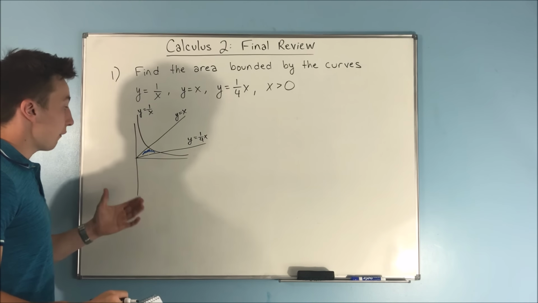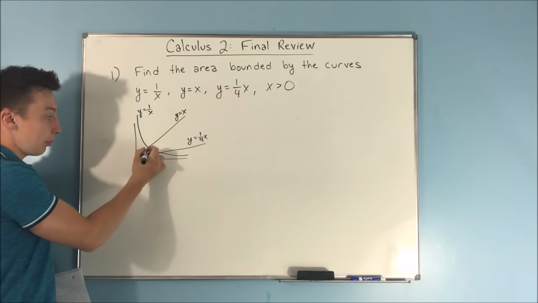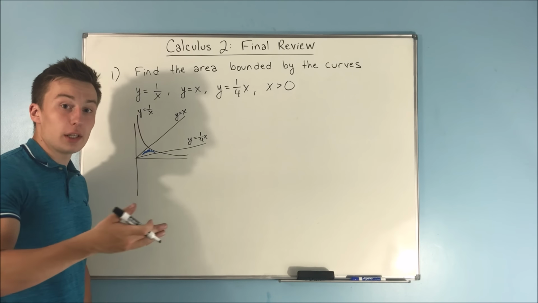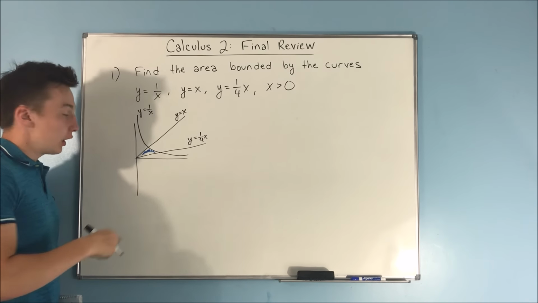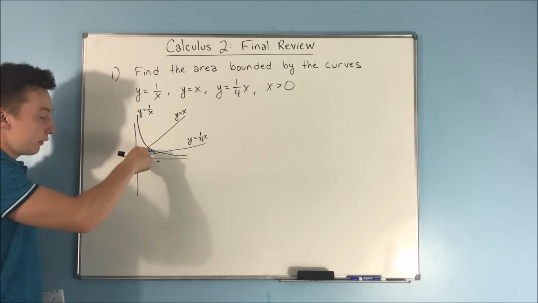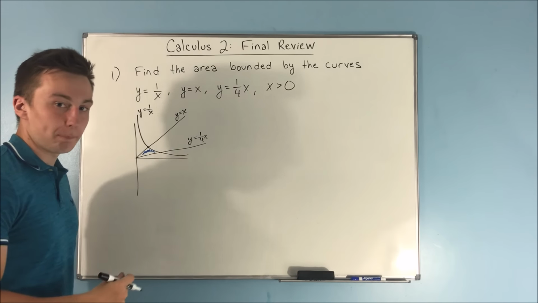So now we need to figure out how we're going to actually find the area. And of course, we're going to have to integrate. Now, what you'll notice is that we have two separate top functions. When we integrate between two curves, we have a top function and a bottom function. But here, we have two separate top functions. We have x at first, and then we have 1 over x. That's going to happen at that intersection point right there. That's where it switches over.